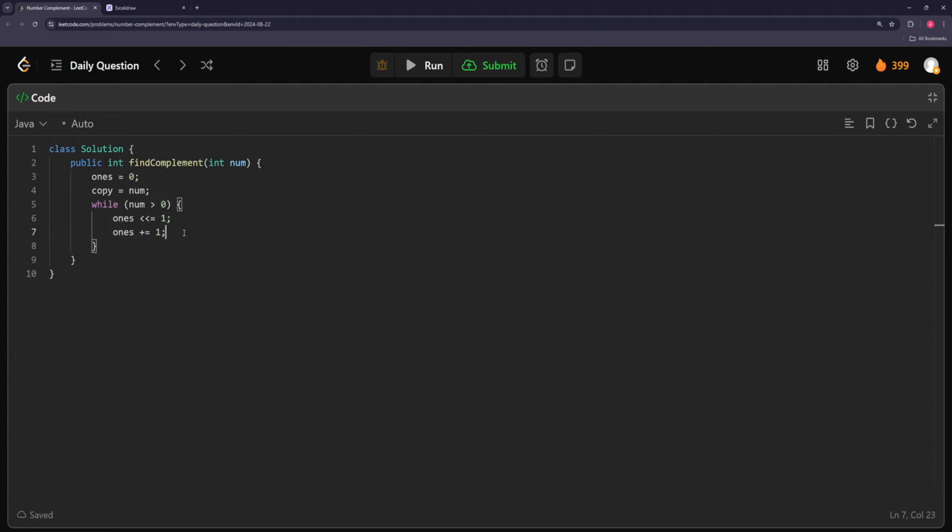So we'll add 1, and then we'll take our original number and shift it to the right. So essentially we get rid of a bit from our original number and we add a bit to our new number that's a 1. Keep doing that until num is 0. Now all we have to do is return num minus the copy that we made, and because num is all ones, the copy plus our original number will add up to it.